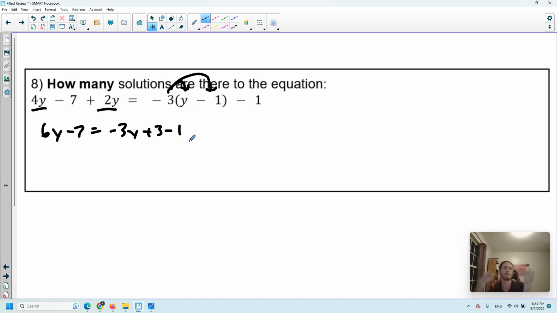Now at this point, I can already answer the question because again, the question is how many solutions? And since there's different numbers of y's on both sides, I'm already done. We already know there's only going to be one solution.